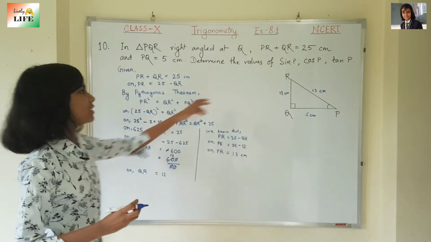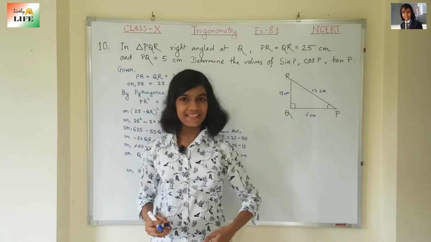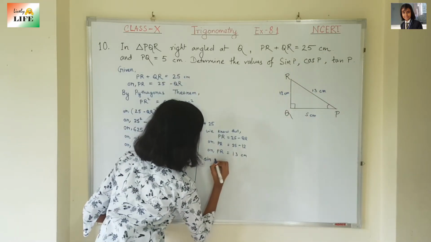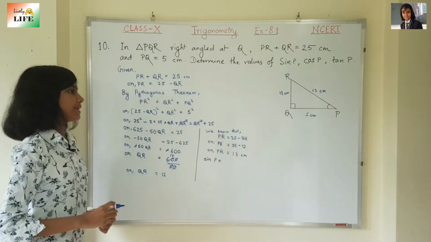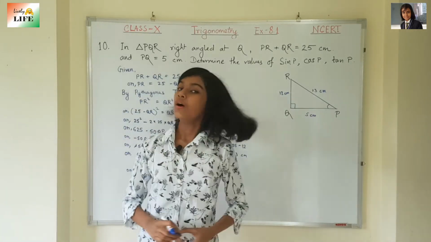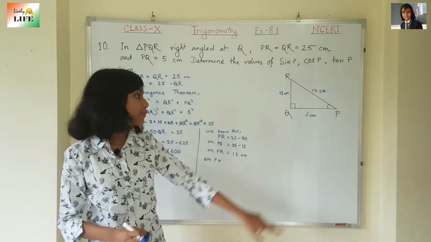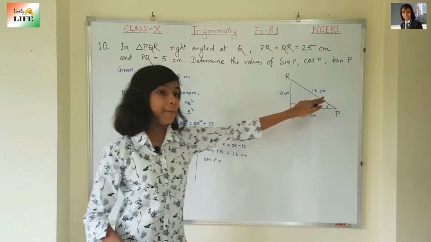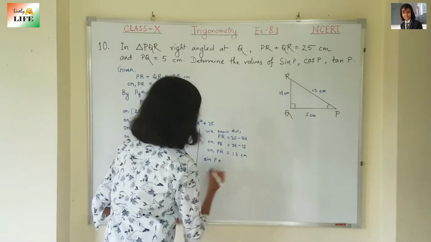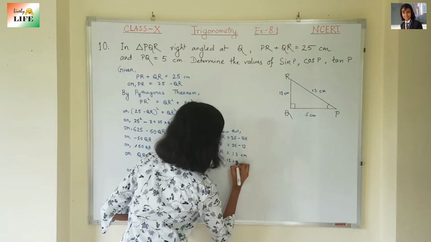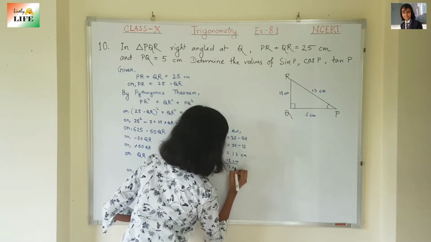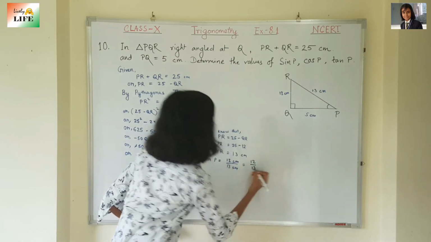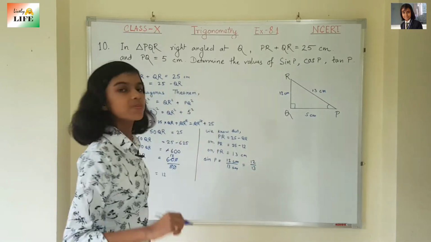Now we are going to find out sin P, cos P and tan P. Sin P is equal to, in respect to angle P, what is sine? Sine is perpendicular by hypotenuse. This is the perpendicular, this is the hypotenuse. So it will be 12 centimeter by 13 centimeter. Centimeter will be cut. It will be 12 by 13.